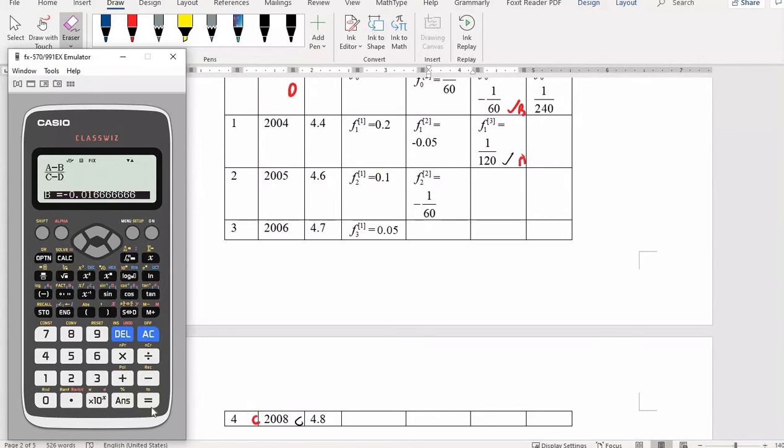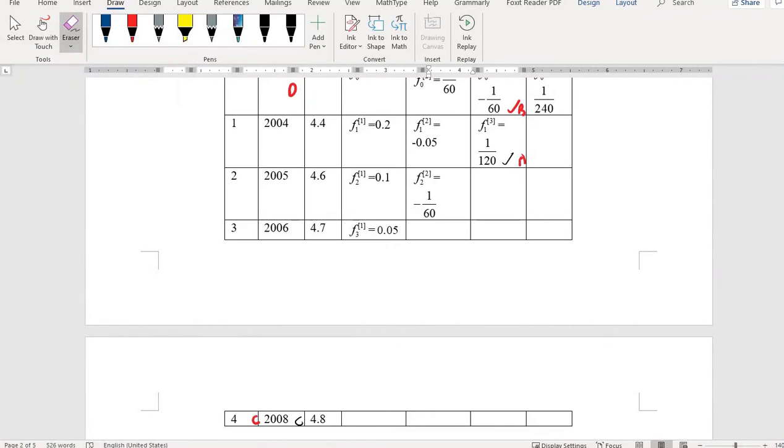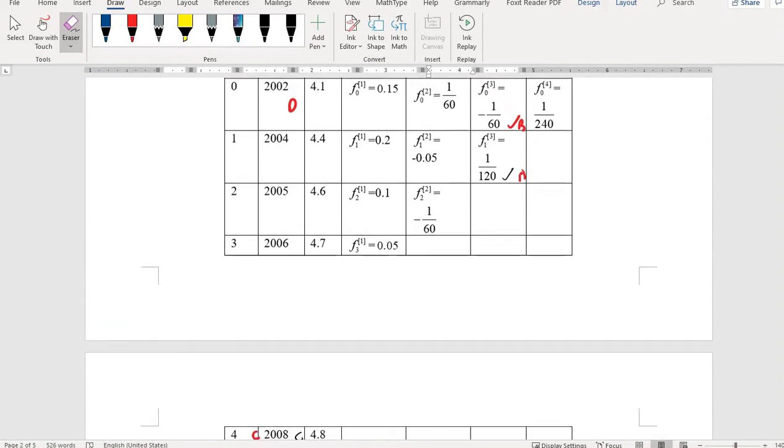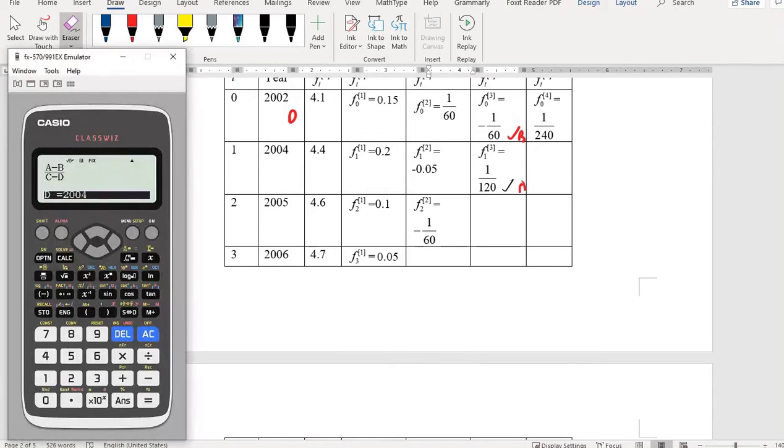C is incorrect, it goes down. C 2008 is correct, and then go down. If it is equal, it will take the previous D value. Our D is actually 2002, so I need to change the D value to 2002. So now you get 1 over 240.